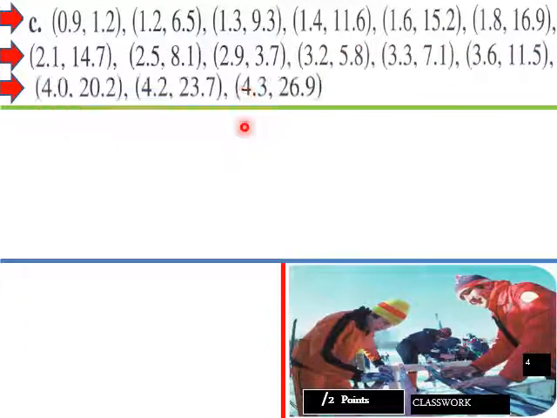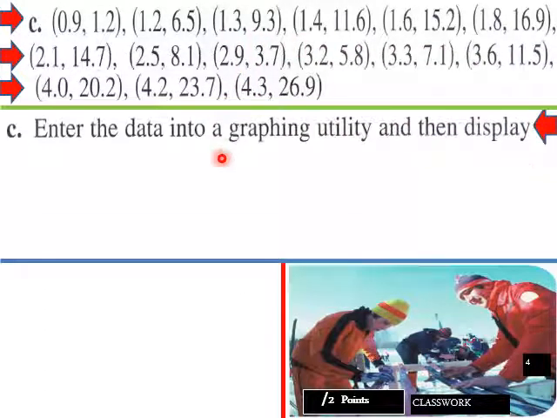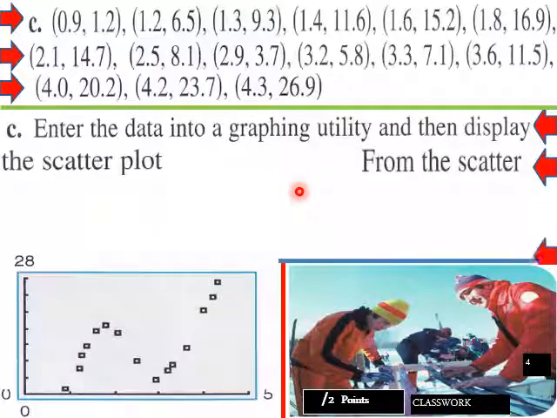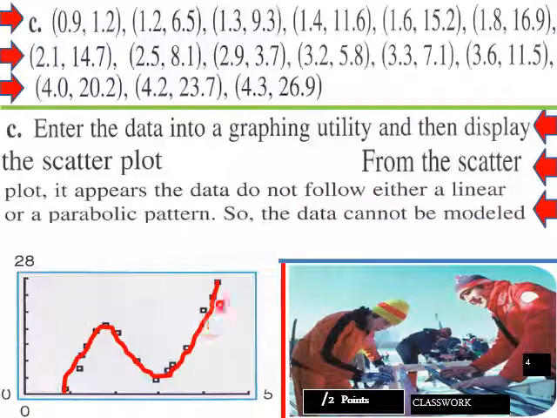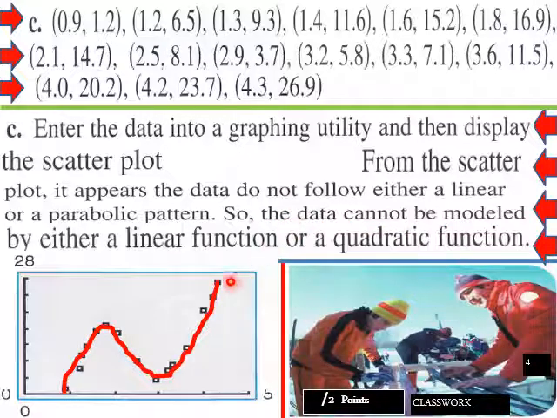Then see here another set of data. Here are your data points. Enter the data into a graphing utility and then display the scatter plot. So you've got something like this. It appears the data do not follow either a linear or parabolic pattern, so the data cannot be modeled by either a linear or a quadratic. This actually looks a little bit more like a cubic model.